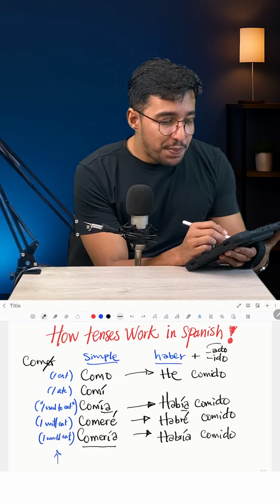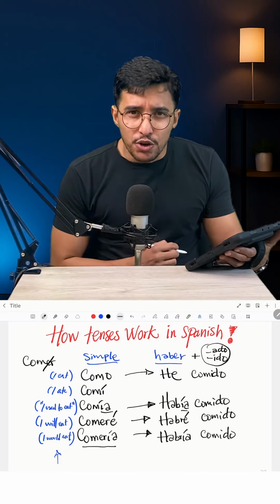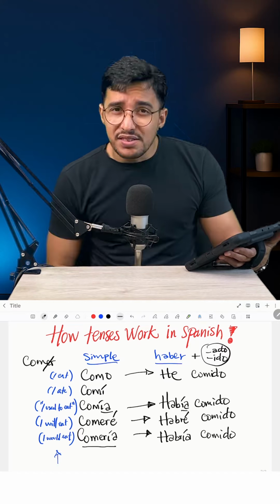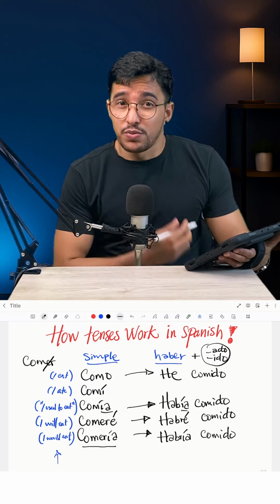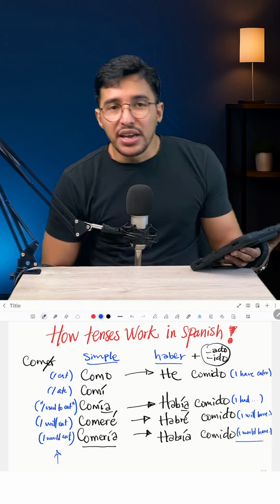So if you know the past participle of every single verb, you're gonna be able to say all the tenses in Spanish. Yeah, it takes a lot of practice, but at least you understand now how the Spanish works. So there you go, there you have the English version of it.